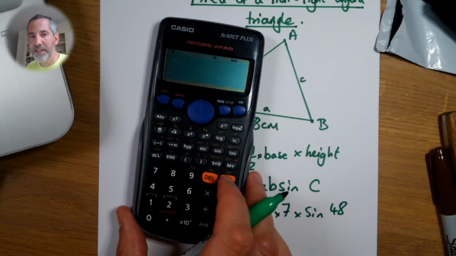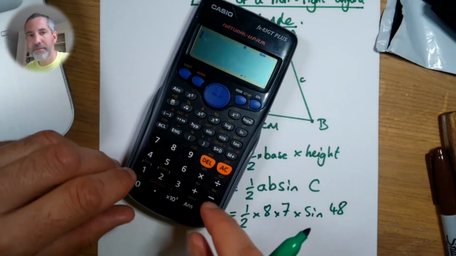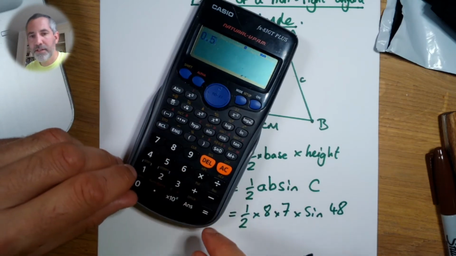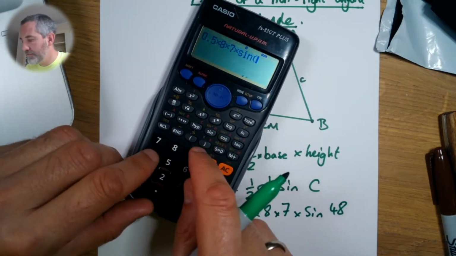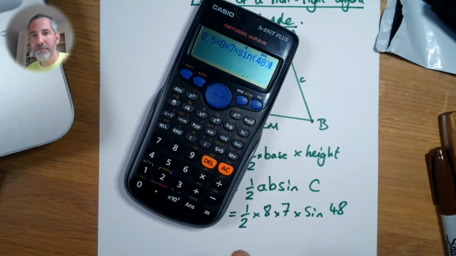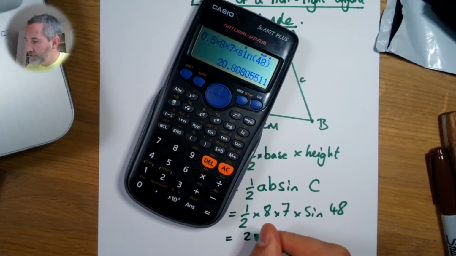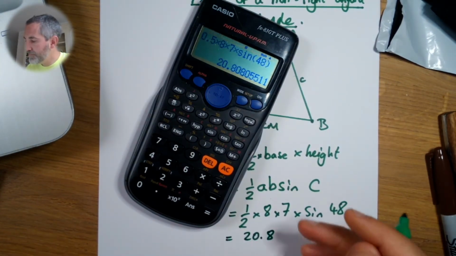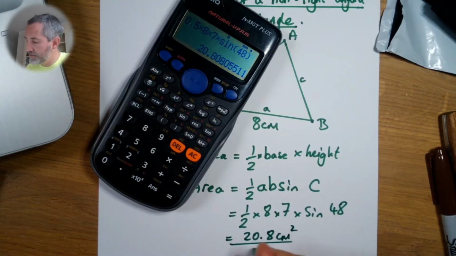Now let's get the calculator, somewhere where you can see what I'm typing in. Okay, here we go. A half times 8 times 7 times sin 48. Just check you're in degree mode, which we are, before we press equals. And there it is, 20.8. What unit did I use? Centimeters, so it's centimeters squared. So that's that one done.